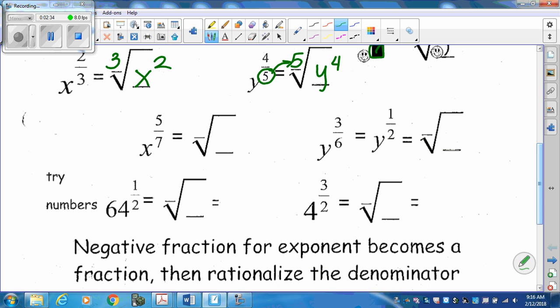So if we look at x to the 5/7 power, 7 is the root, so that goes there, and then you have x to the 5th. If you have y to the 3/6 power, that reduces to y to the 1/2 power. Then 2 is the root, or that would be the index. Remember that number is called the index. And then you have y on the inside, because that would be like y to the 1.